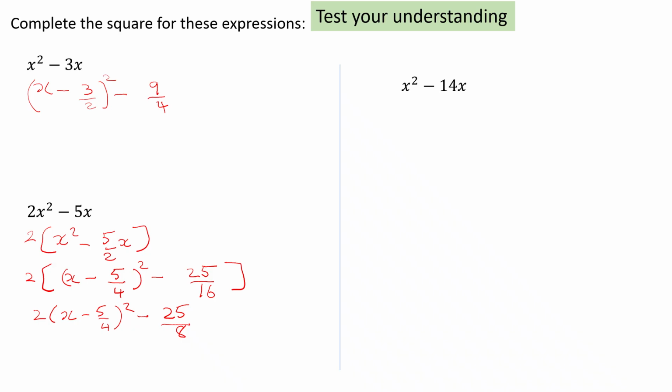Next one, x squared minus 14x. So x minus half of 14, which is 7, squared. Then take away 7 squared, which is 49.